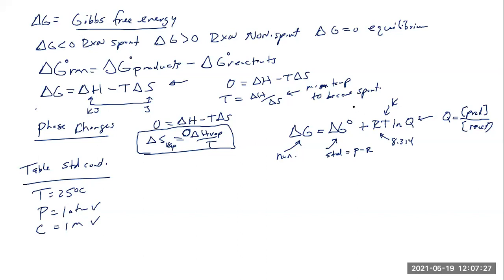We could see, under standard conditions, maybe it's non-spontaneous, but by playing with some of the concentrations, we could maybe turn a non-spontaneous reaction into a spontaneous reaction. When we do get to equilibrium, in this formula here, our delta G would equal 0 and our Q would become K. And that equation then becomes delta G naught is equal to minus RT natural log of K.